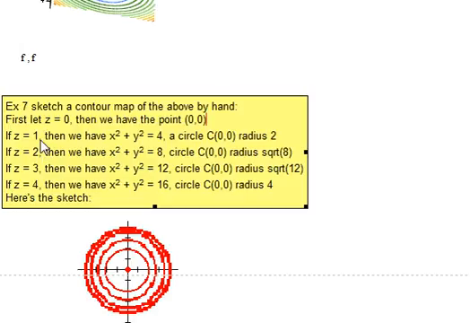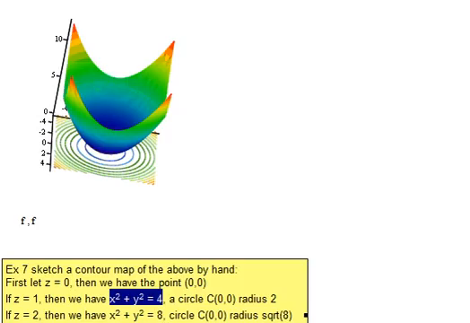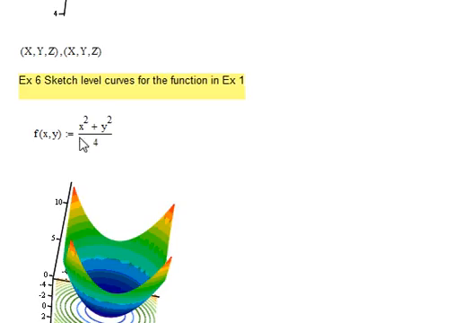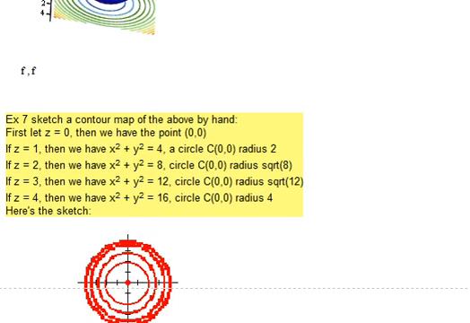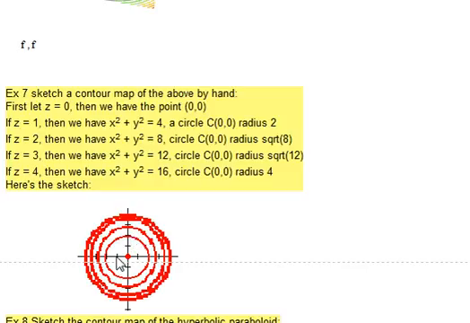If we let z equal 1, then we have the equation x squared plus y squared equals 4. Recall, this is our equation, so if you put 1 in here, multiply both sides by 4, you got 4 equals x squared plus y squared, so you got a circle with center at the origin and radius 2, and that would be this one, right?